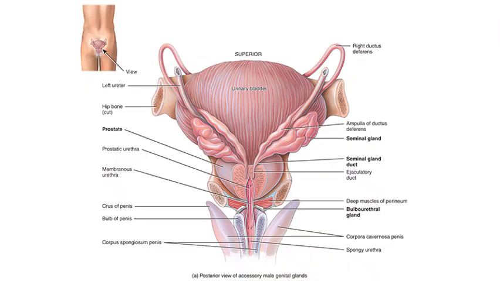They also secrete mucus that lubricates the end of the penis and the lining of the urethra, decreasing the number of sperm damaged during ejaculation.